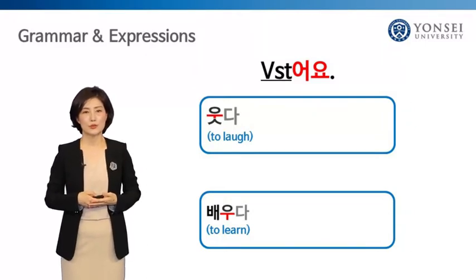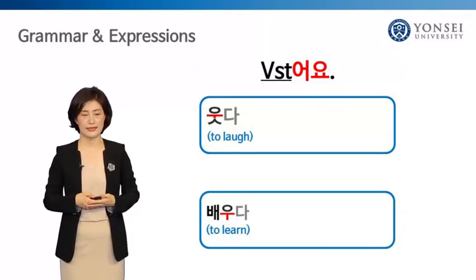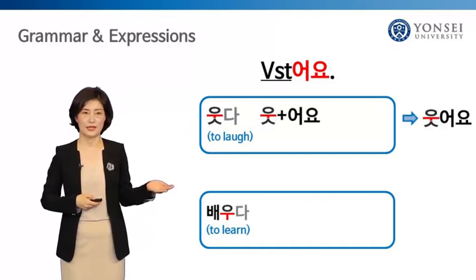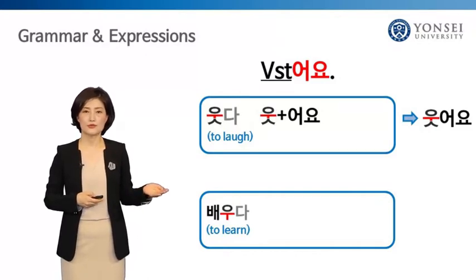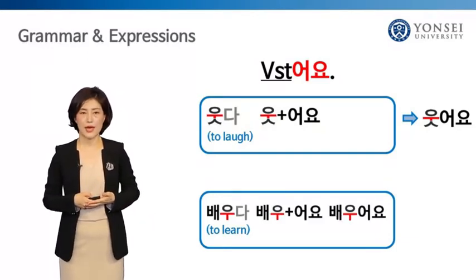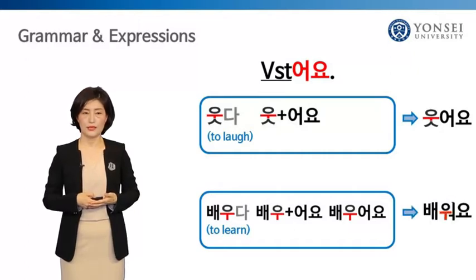Now, look at the verbs with 우 in their verb stem ending. If you take the ending 다 away from the verb 웃다, to laugh, and 배우다, to learn, the verb stems are 웃 and 배우 respectively. So, from 웃다, we connect the verb stem 웃 with the ending 어요 to form 웃어요. Similarly, 배우다 becomes 배우어요 by adding the ending 어요 to the stem 배우. Here, 우어 in 배우어요 is contracted, leaving 배워요.